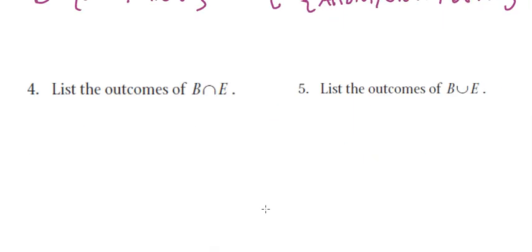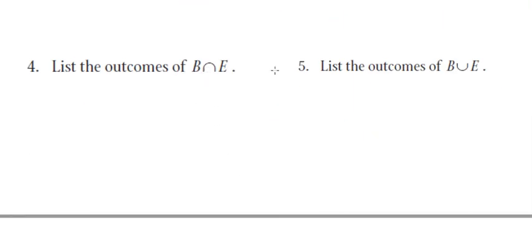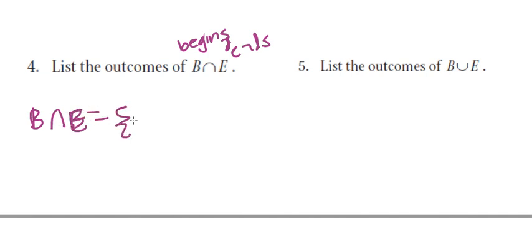Well, this one wants the outcome of B intersecting with E, so that means B and E, so this is begins and ends. So if we want begins and ends, we are looking in the center of our Venn diagram, and that is going to give us just one, and that is Alicia.